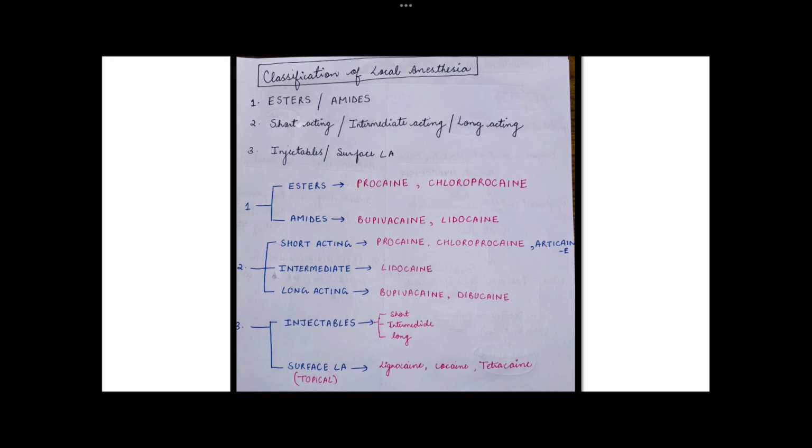Then let's come to the second classification. Short acting: procaine, chloroprocaine, and articaine. These three drugs are the short acting drugs. Then intermediate, we have lidocaine. In long acting we have bupivacaine and dibucaine. Then we come to the third category, that is injectables. In injectables, we further have three categories: short acting, intermediate acting, and long acting. I have already explained the short, intermediate and long acting. So let's see the surface LA, that is topical. In this we have lignocaine, cocaine and tetracaine.